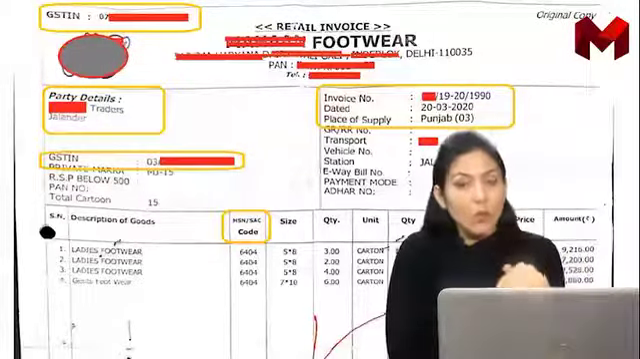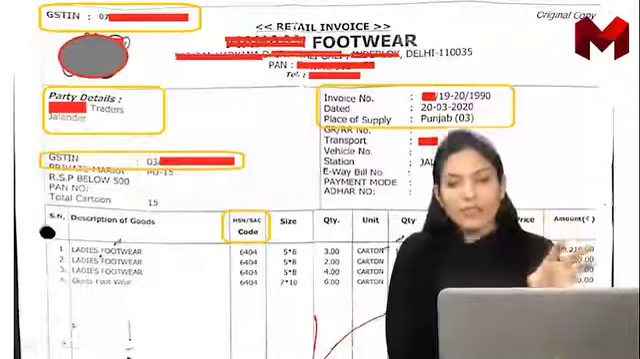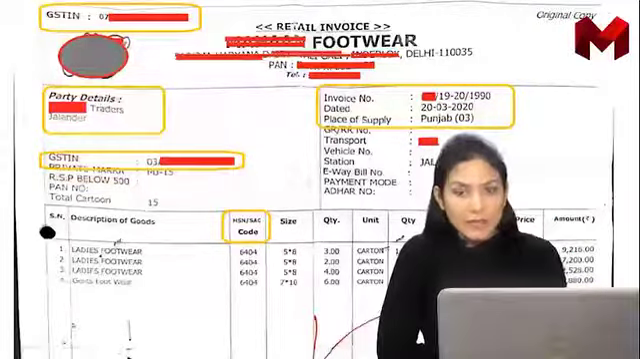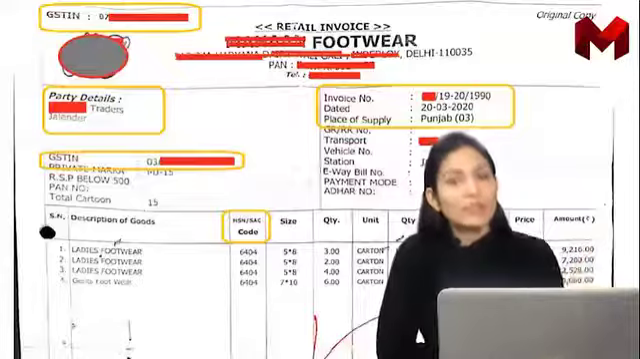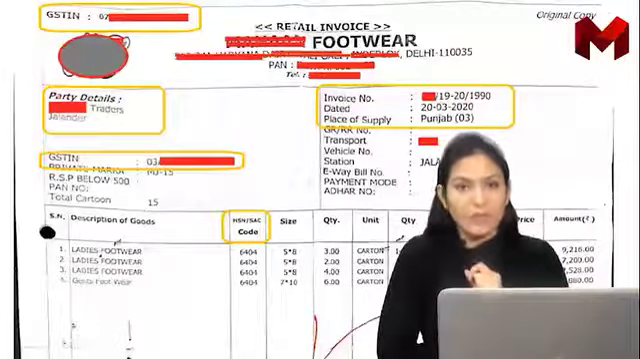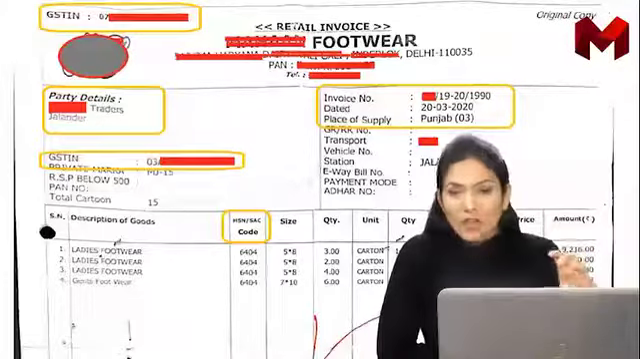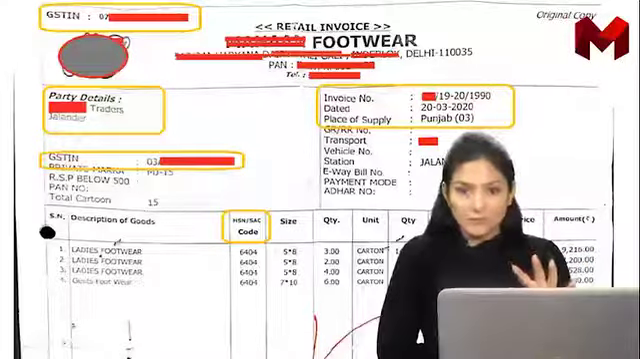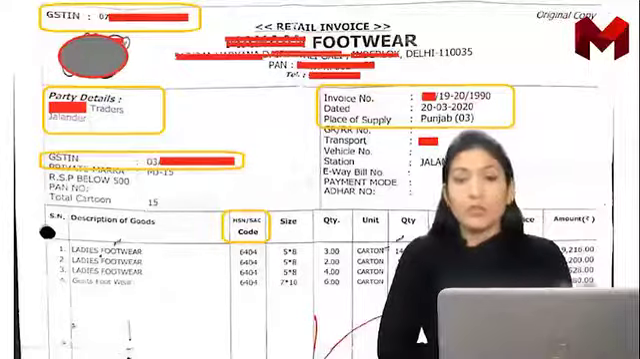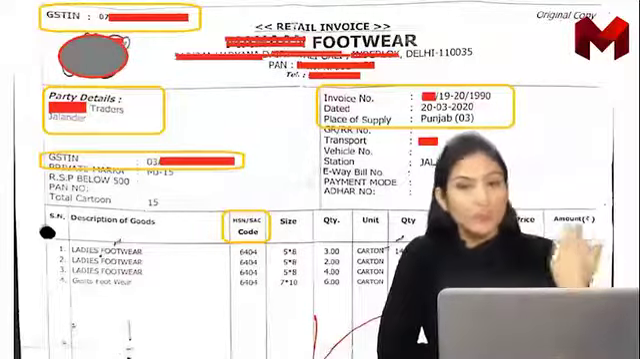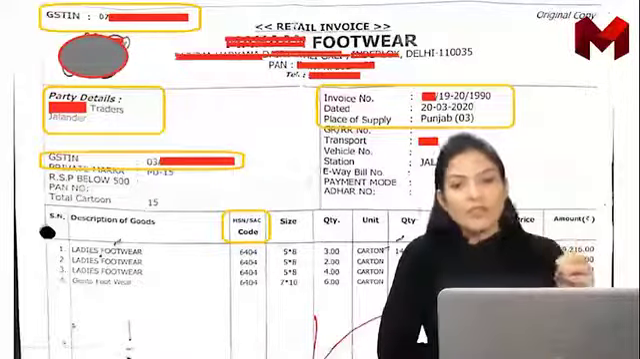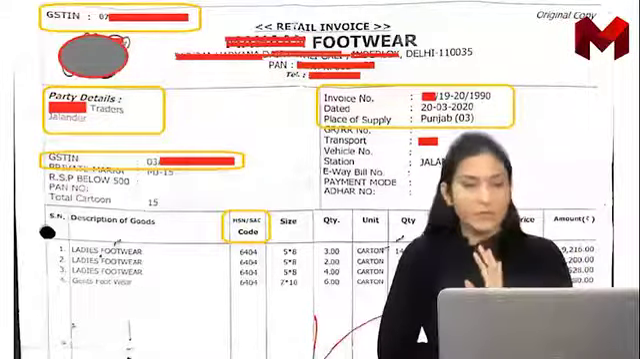As we know, the item in which we are directly dealing, if we are purchasing those items, that will be entered under the purchases head. So this bill is a purchase bill. That is clear from this description of goods: we have purchased footwear, and we are also footwear dealers. So this is a purchase bill for us.